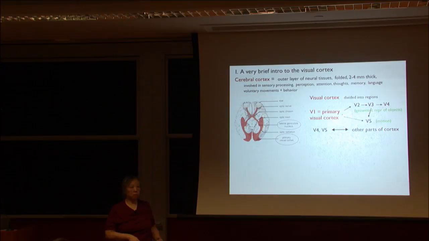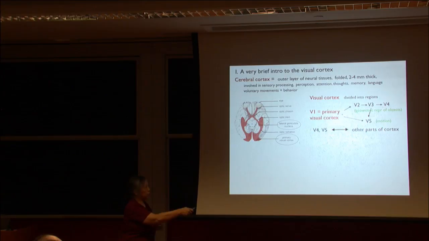But these regions are unequal. V1 is far and away the biggest and the most important of them all. Everything is initiated there, but V1 has very tiny receptive fields. So V1 neurons really only see a very tiny piece of the visual space, and some of the information is pieced together later. But everything starts here, and this one is much more complex than most of all the others.